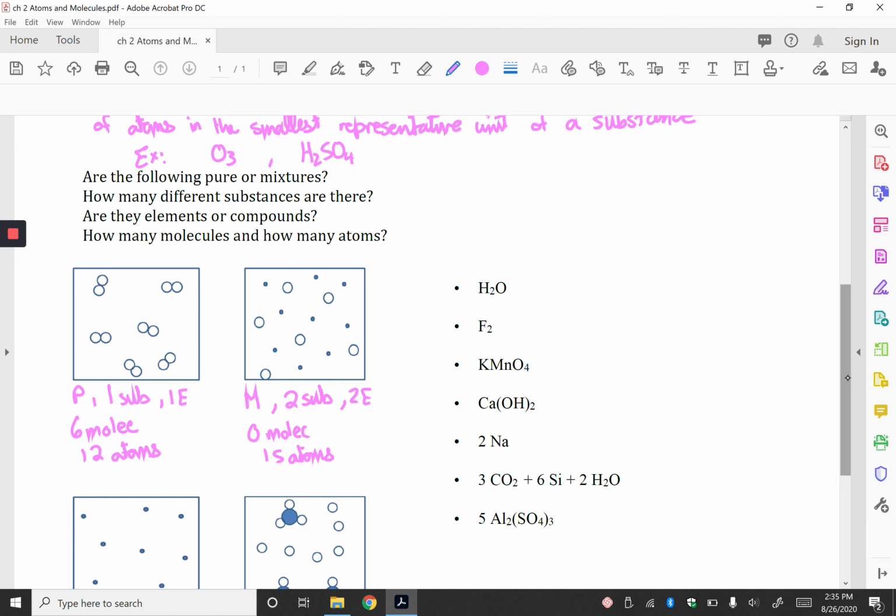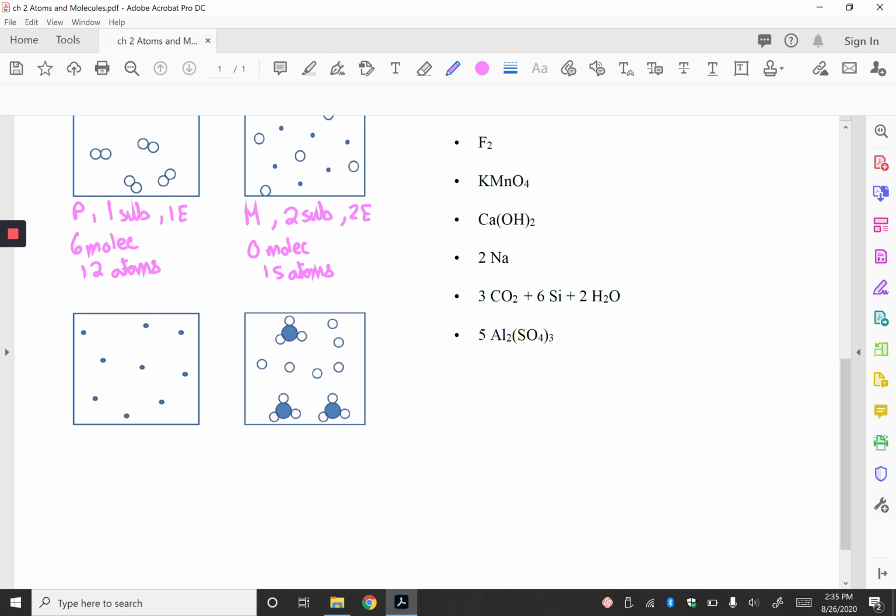Okay, let's look at the next set of 2 particle diagrams. This one right here, is that pure or a mixture? Well, it looks like all of them are the same thing to me, so that looks like it's pure, which means if it's pure, it's only one substance. And is that substance an element or a compound? That looks to me like an element. How many molecules are there? You got it, 0 molecules. Nothing is bonded to each other. And then how many atoms are there? Let's count them together. 9 atoms.